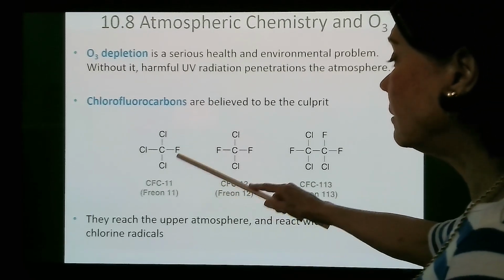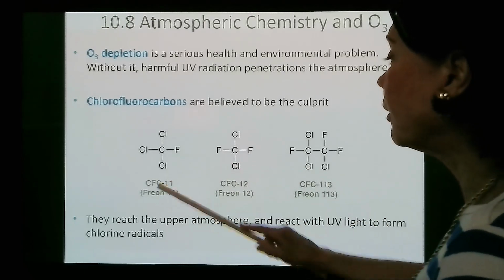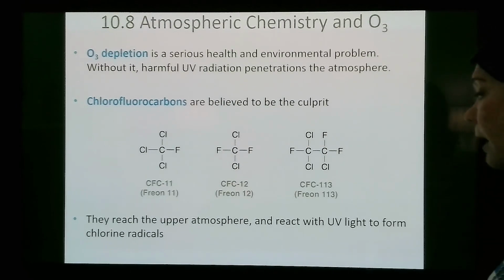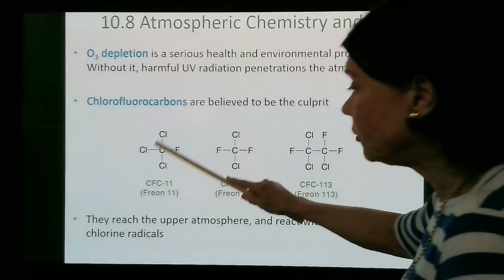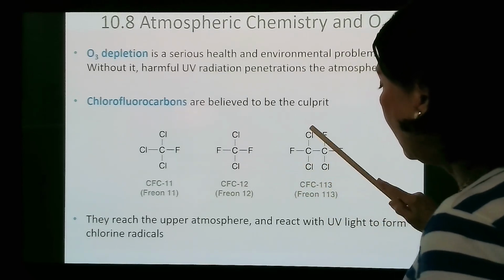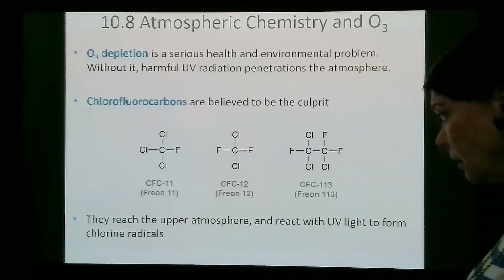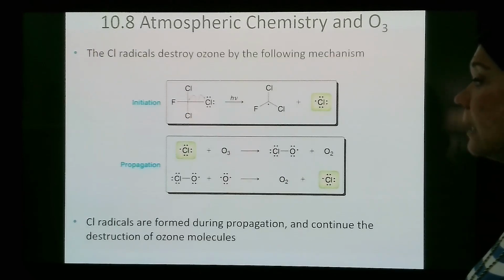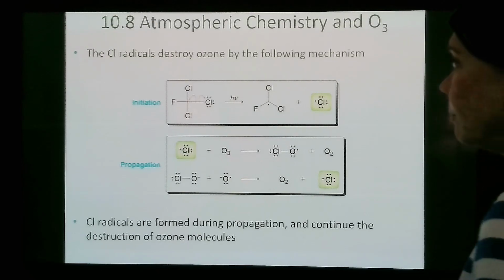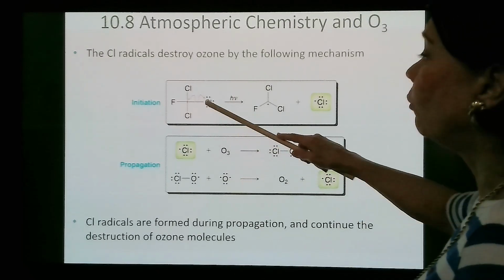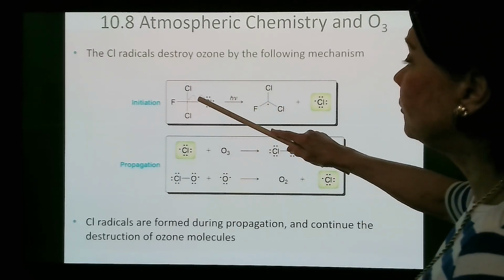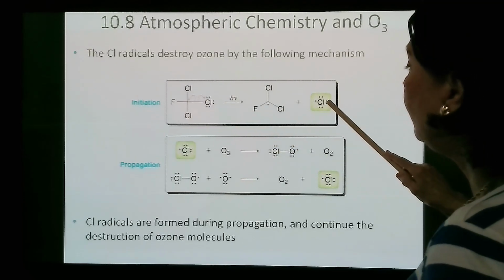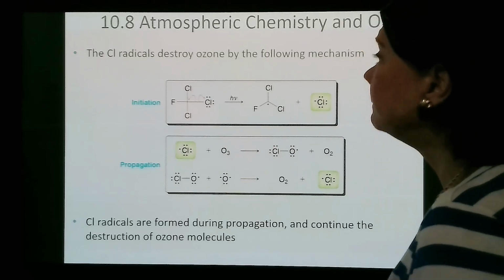Here they are. This is different kinds of freon. They reach the upper atmosphere and react with UV light to form chlorine radicals. Notice each one of these has chlorine atoms in them. And it's the chlorine atoms that are the problem. The chlorine radicals that are formed from the light, you can see the bond breaking. This is the initiation, and you get Cl dot out of that.